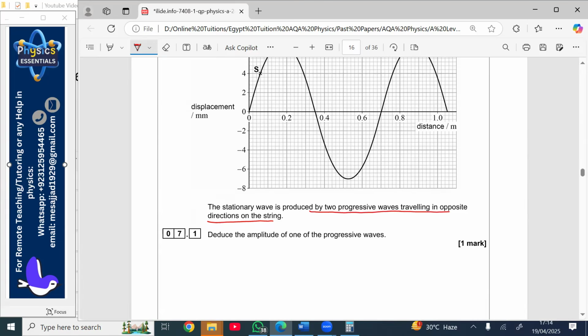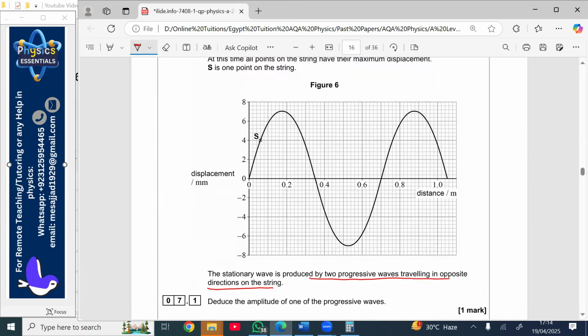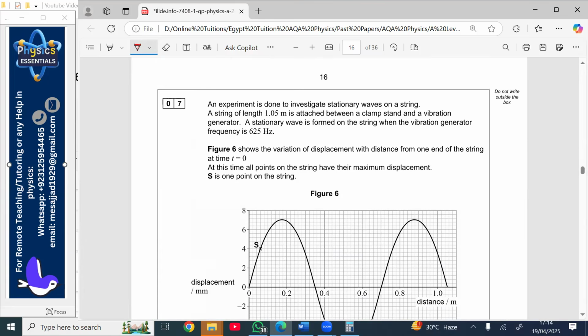Reduce the amplitude of one of the progressive waves. Okay, so now you can see they are telling you that at this position where you are seeing everything is at its maximum distance. So what does it mean? It means you have these two waves, which are traveling in opposite directions.